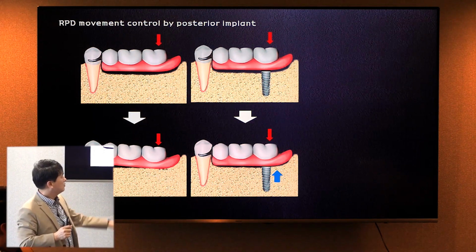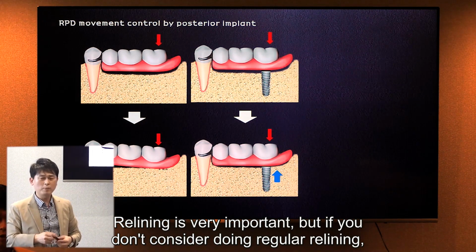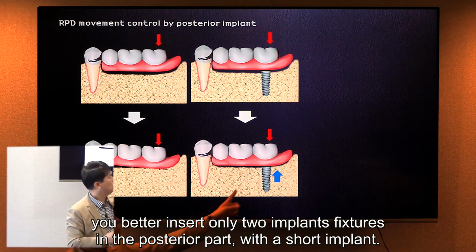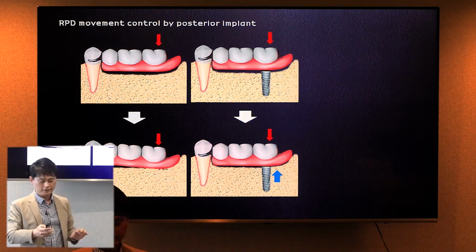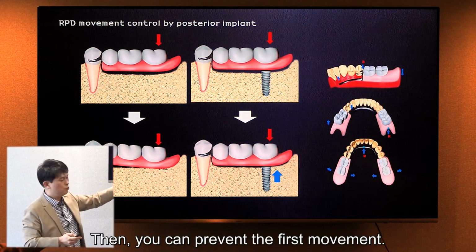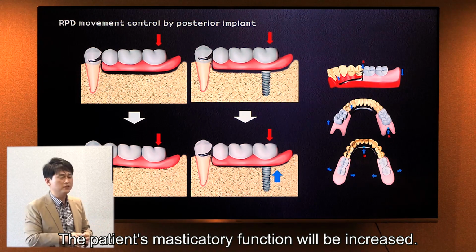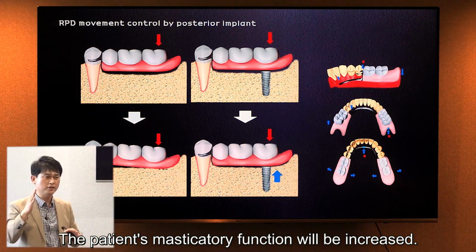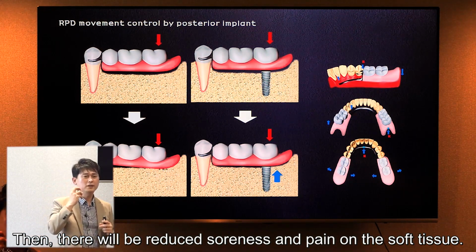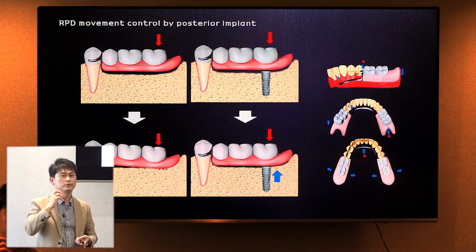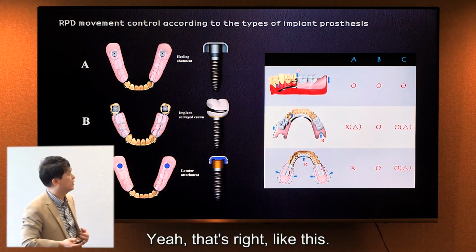Anyway, relining is very important, but if you don't want to consider regular relining, you have to insert 2 implants in the posterior part with a short implant. And then you can prevent the vertical movement, so the patient's masticatory function will be increased, and they will reduce the soreness or pain on the soft tissue. Doctor, when you say 2 implants, you mean 1 on each side? Yes, right. Like this.